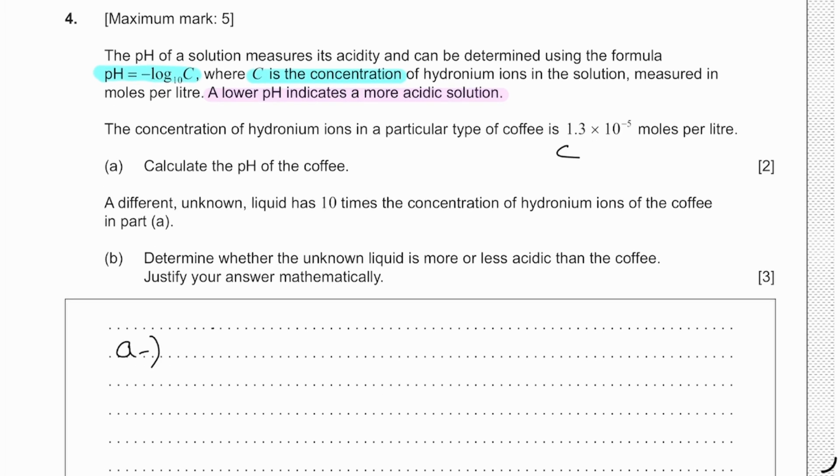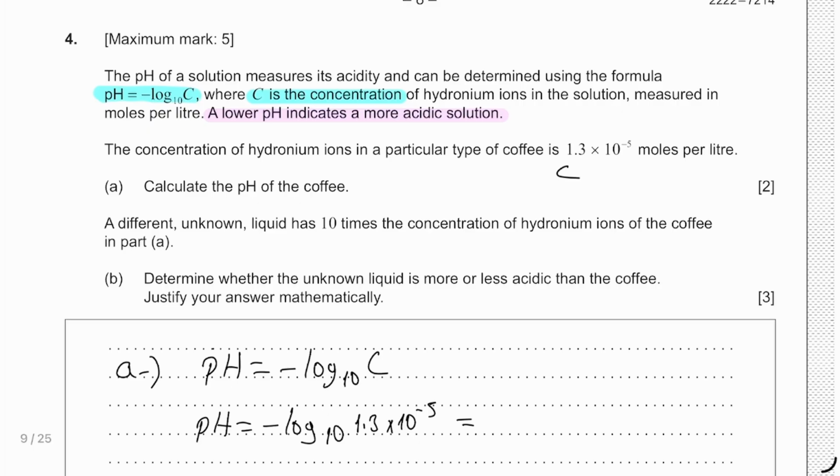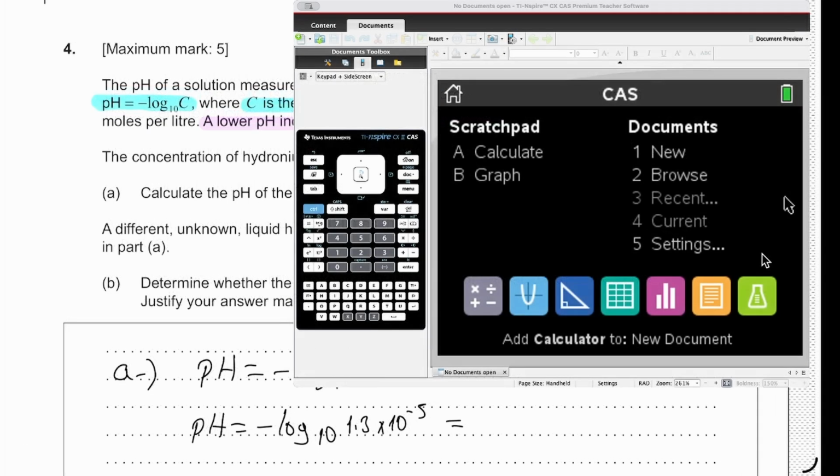So it's easy, right? pH equals minus log 10 C. Instead of C, you're going to substitute this number here, and that's it. pH equals minus log 10 of 1.3 times 10 to the power of minus 5. So putting it in the calculator, let's move on, right?